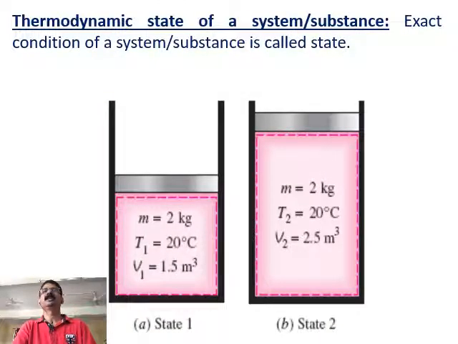Now, the thermodynamic state of a system or substance. It is very simple. The exact condition of a system or substance is called its state. So here, if you look at diagram 1, this is called state 1. In state 1, the mass is 2 kg because it is a piston-cylinder arrangement. The piston is here, so no mass can move out. It's a closed system. Temperature at this instant is 20 degrees Celsius and volume is 1.5 meter cube. The suffix 1 is written with temperature and volume to indicate that the values are at state 1.